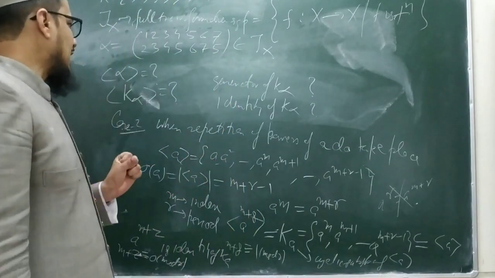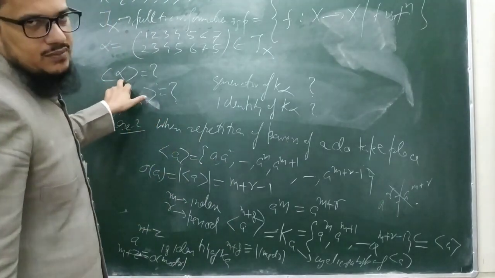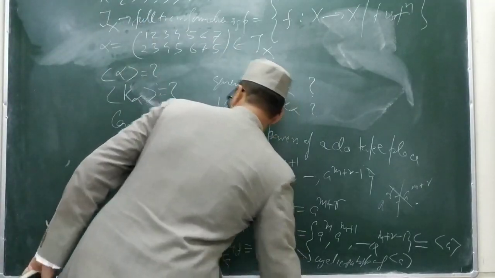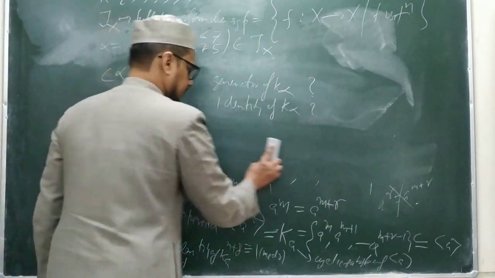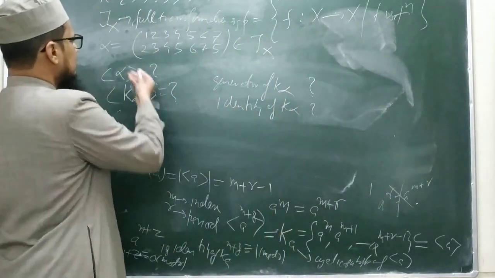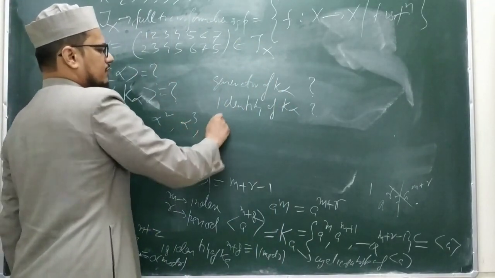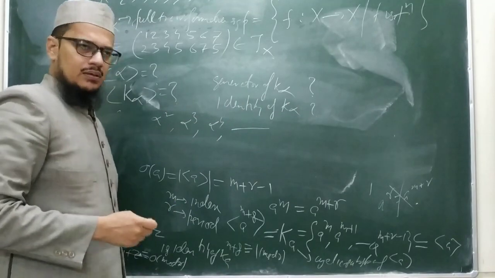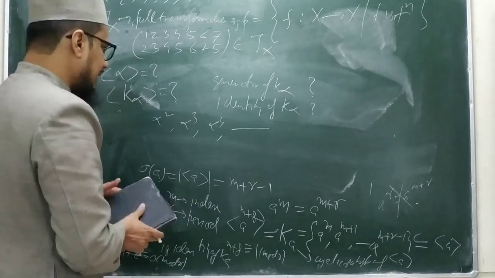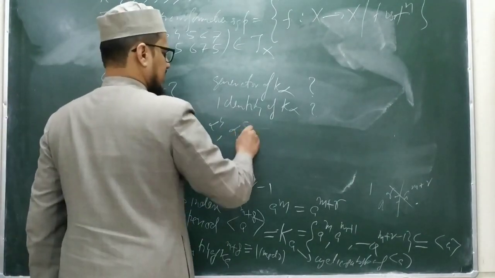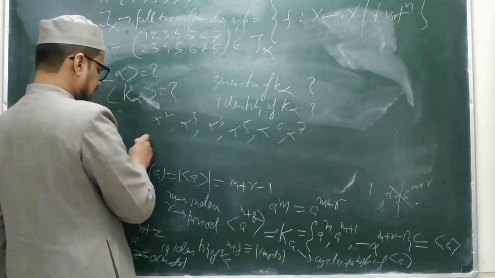So first of all, we have to find the index and period of this element alpha, correct? For this, just find the powers of alpha. This is a permutation. Now you can calculate alpha square, alpha cube, alpha 4, and so on. You calculate alpha 5, alpha 6, alpha 7. You can calculate all these powers.